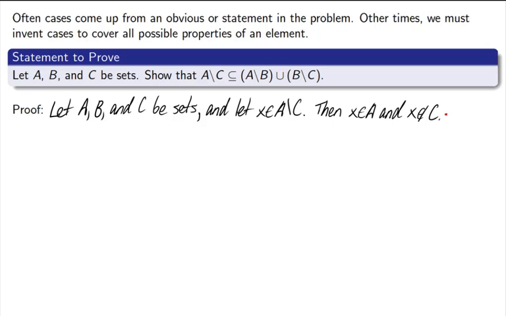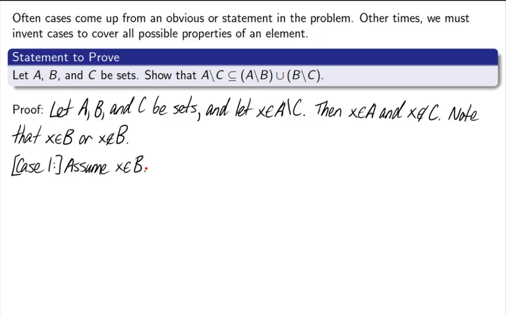Now what do we do from here? Somehow I need to show that x is in this large set here. But there's no B in my assumptions anywhere. What do I do? Well, there is one thing for certain that we can say. We don't know which one it is, but we do know that x is either an element of B or not. Note that x is an element of B or x is not an element of B. Let's use this to break it into cases. Case 1. Assume x is an element of B.